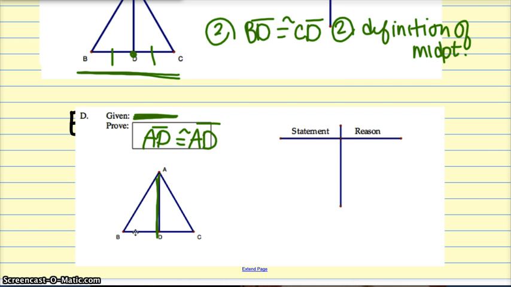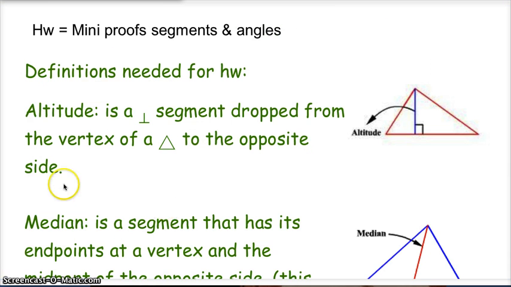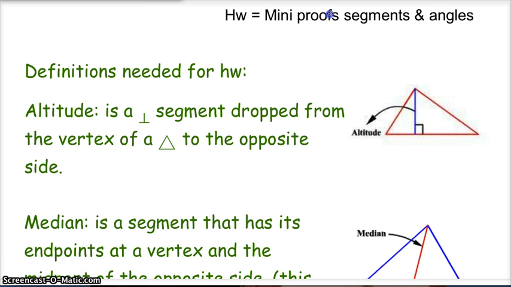So this proof is really just being split into 2 columns so that you can write your if-then statement. The only thing that we can state that is true in this diagram is that AD is congruent to AD, and your reason can be the reflexive property. If you want to write an if-then statement, if 2 triangles share the same side, then the triangles are congruent. You will have homework. We'll get to that eventually.